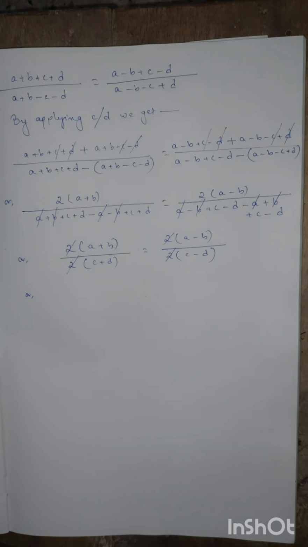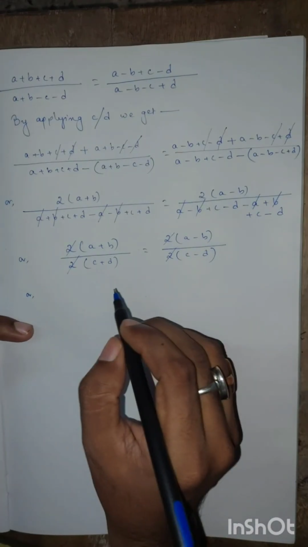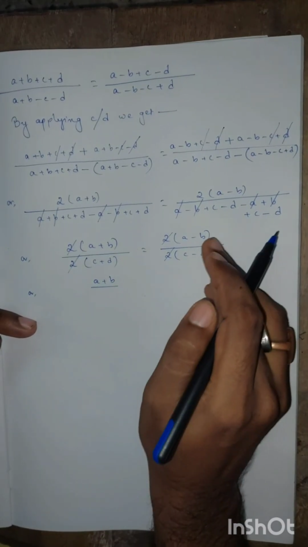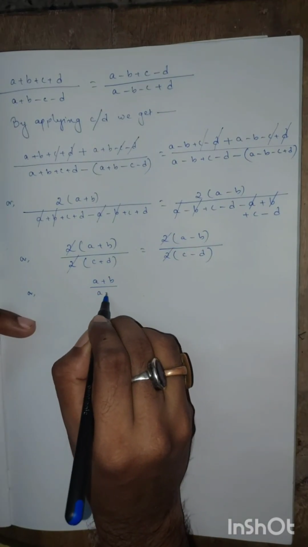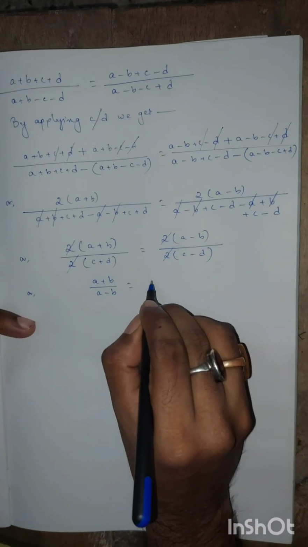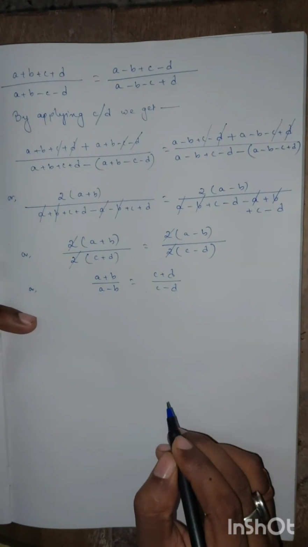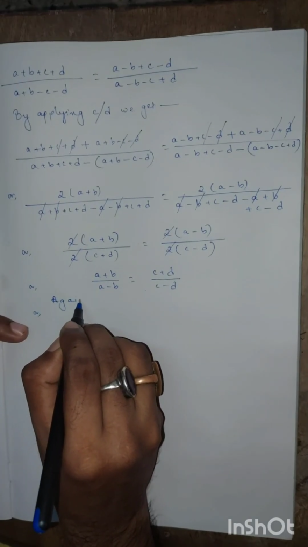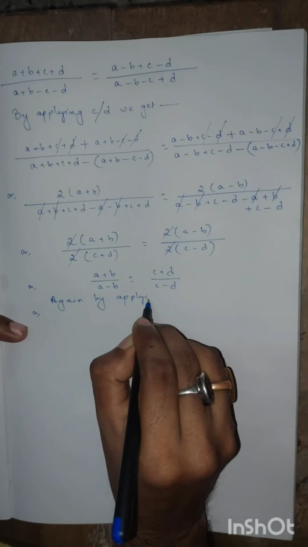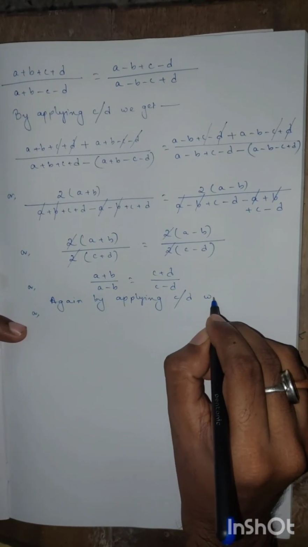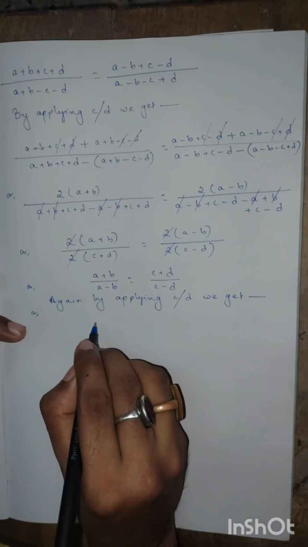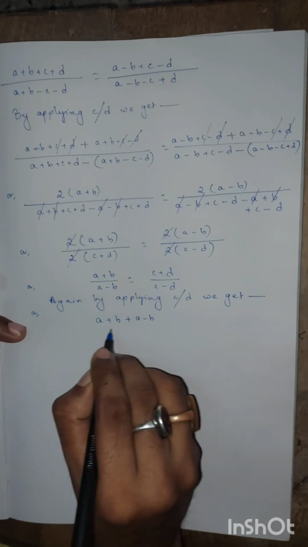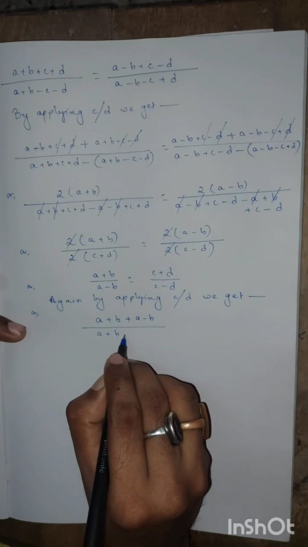Now we can do one thing. Okay, we can write it like this: a plus b, this term can be taken to the left side and this term can be taken to the right side. Now if again we apply componendo dividendo, we get a plus b plus a minus b by a plus b minus a plus b.